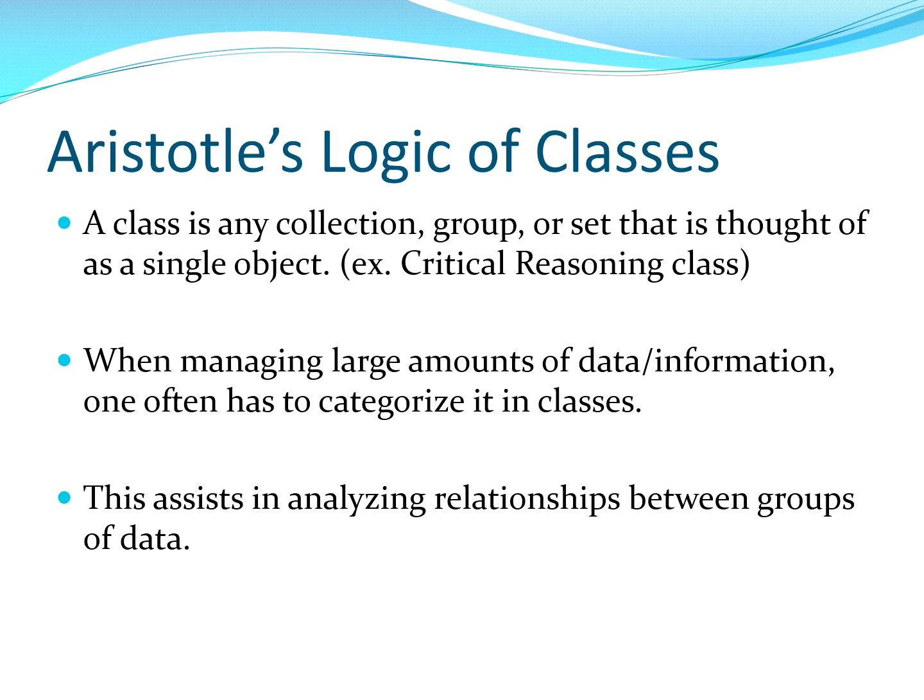A class is any collection, group, or set that is thought of as a single object. So, for example, a critical reasoning class, or let's say your English class, or your economics class. Even though you're different students, maybe you have different levels, some of you might be freshmen, some might be sophomores, and so forth, you are still considered a single set because you are all in the same class.